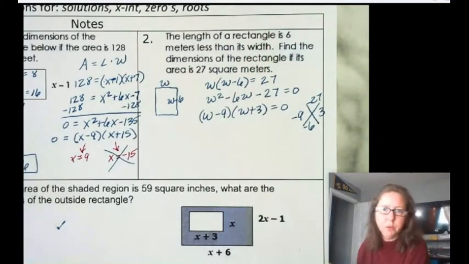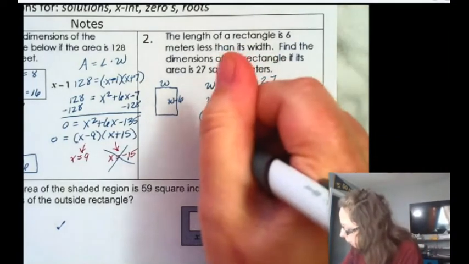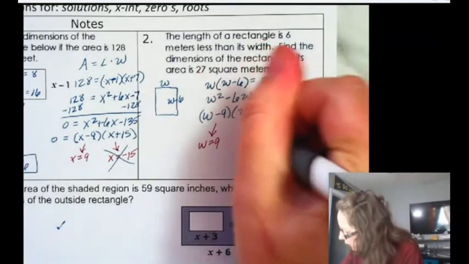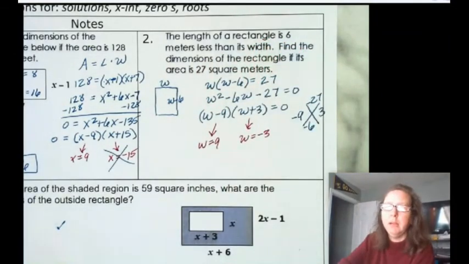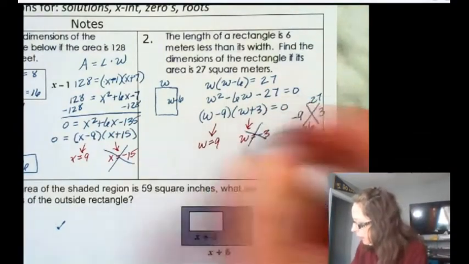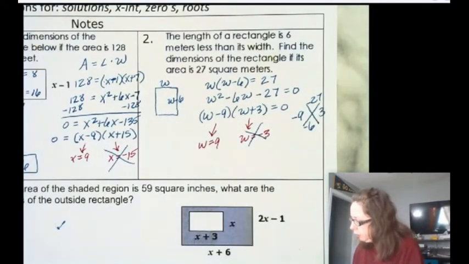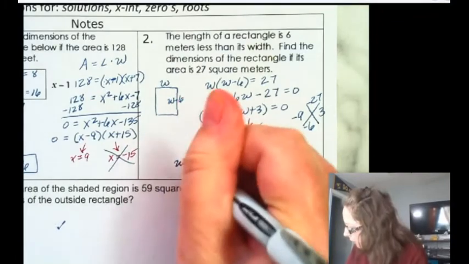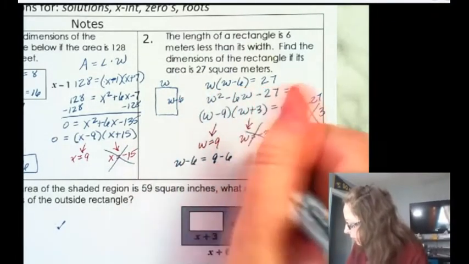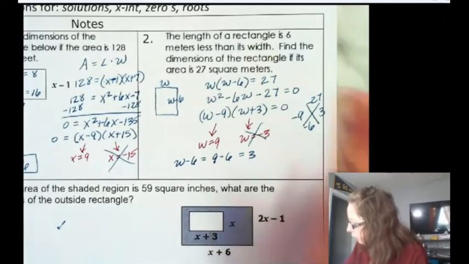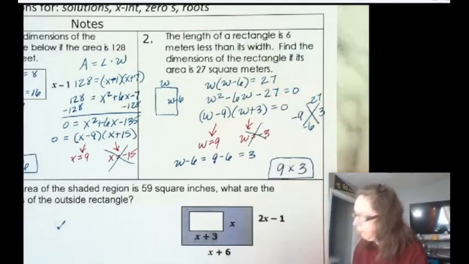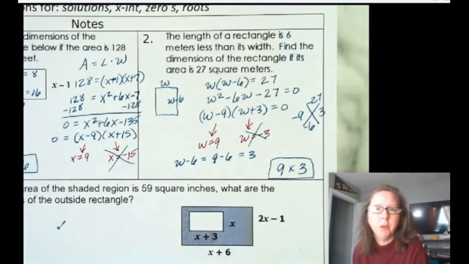Now let's use the zero product property. W equals 9 or W equals negative 3. And again, we want to only keep the positive value. Okay, so if we're going to find our dimensions, well, W equals 9. So W minus 6 is 9 minus 6, which is 3. So my dimensions are 9 by 3. And I'm finished. Alrighty.